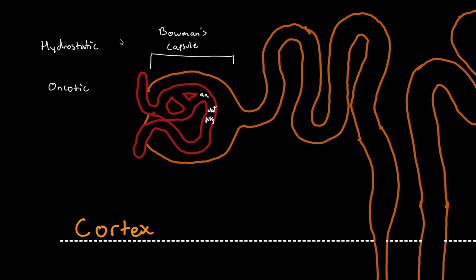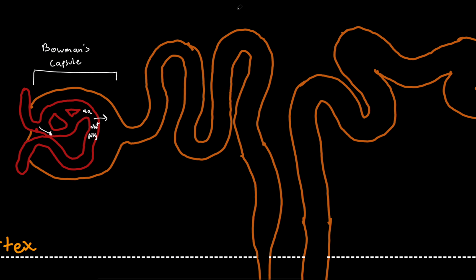Now, the number one thing you have to understand is that the reason why blood will flow from our glomerulus into the nephron in this direction right here is because our hydrostatic pressure over here is going to be larger than our oncotic pressure. So just to model this, I'll make that a little bit smaller. Our hydrostatic pressure is greater than our oncotic pressure, and this allows blood to flow from our glomerulus into the nephron.